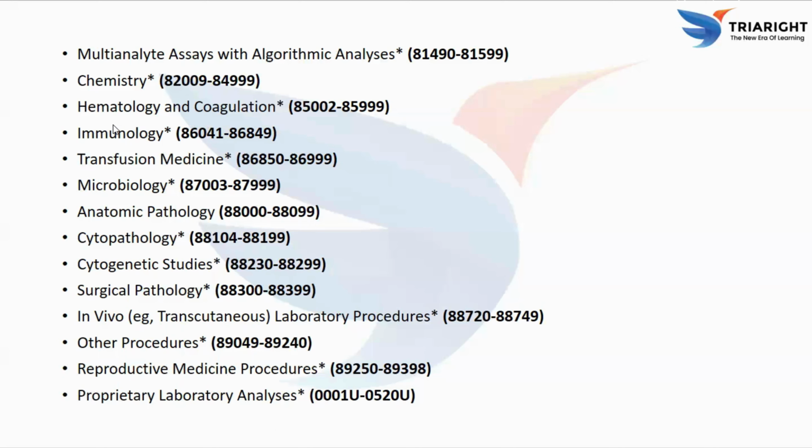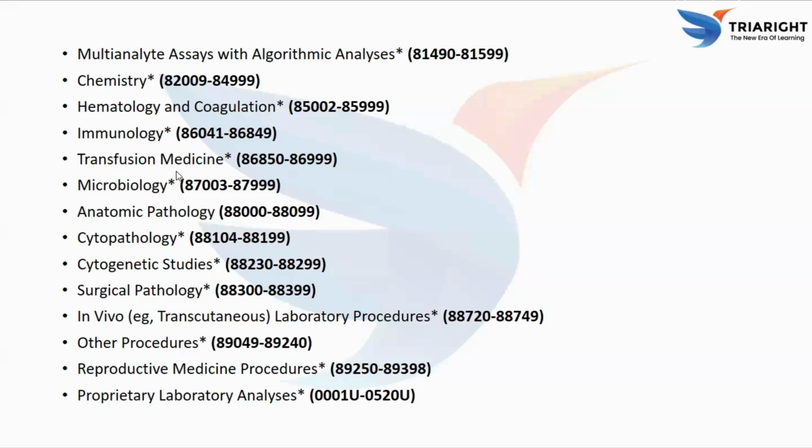Immunology, what it includes? Antigen antibody testing, immune system disorders. So examples like ANA, rheumatoid factor and allergy testing. So methodology like EIA, ELISA and IFA may also affect the code choice. So frequently these are the tested areas under immunology.